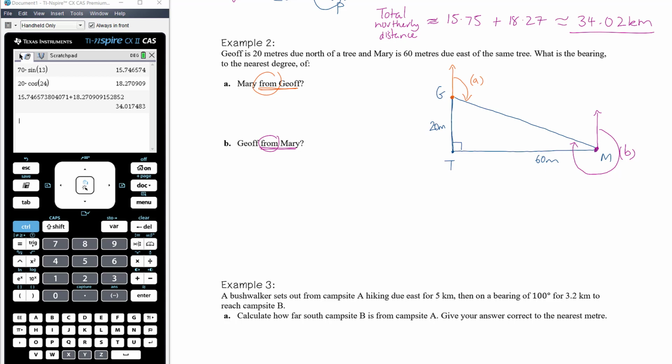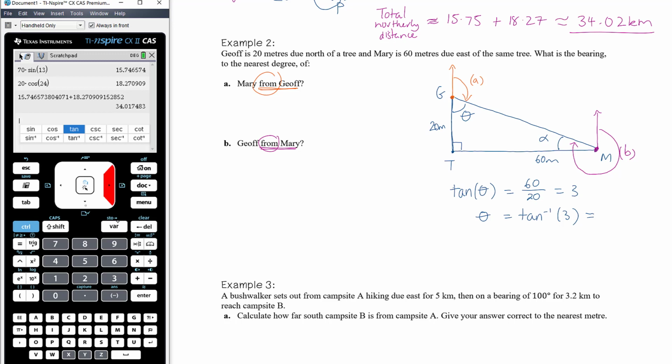Okay, so we need to use our right angle triangle though to help us with these questions. We've got two angles to find, let's say for example, this angle up here, and also this angle down here is going to be helpful. Okay, so let's focus on finding theta first. So if we think about theta, that means 60 is the opposite length and 20 is the adjacent. So we need to use tan. So tan of theta is 60 over 20, which is 3, which means that theta is going to be inverse tan of 3, 60 over 20.